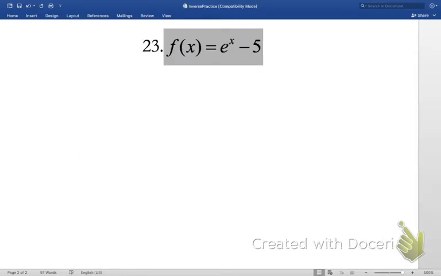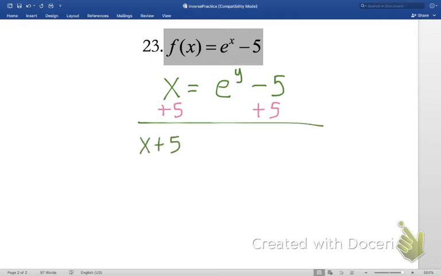Number 23. Wow, this one's really different. I have an e in there. That's okay. The e is just an exponential function. Switch x and y. So x equals e to the y power minus 5. So 5 is outside my exponent. So I can go ahead and move the 5 to the other side. So I add the 5. I get x plus 5 equals e to the y power.